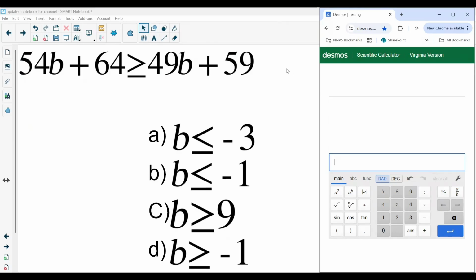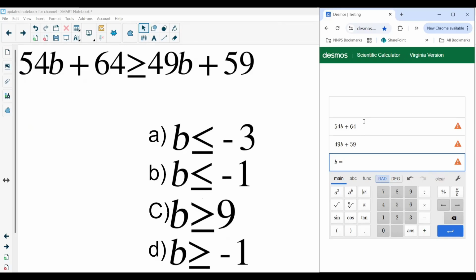I'm going to look at this. I have a variable on both sides. So I'm going to type both sides into my Desmos. Okay. And remember, I only do it this way if it's multiple choice like this, and all my answer choices have inequality signs in them. Okay. So let's type 54b plus 64. I see my sign, so I hit enter. And then I type 49b plus 59. Enter. My letter is B.